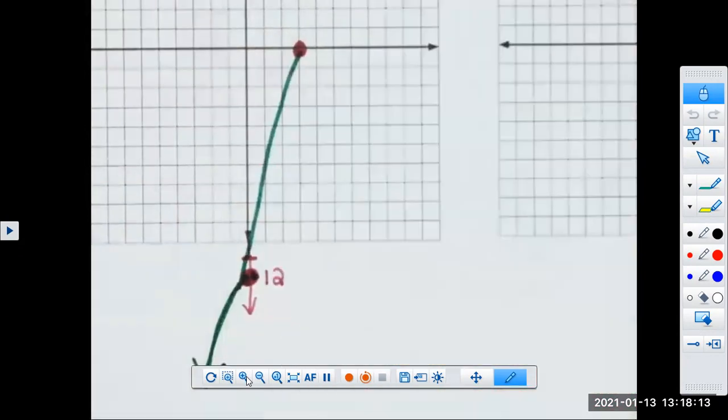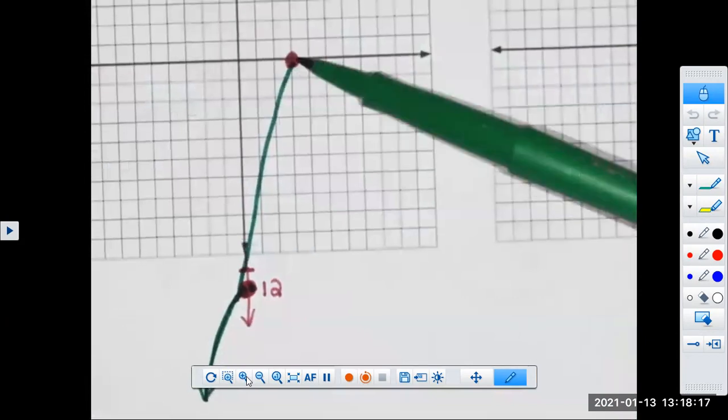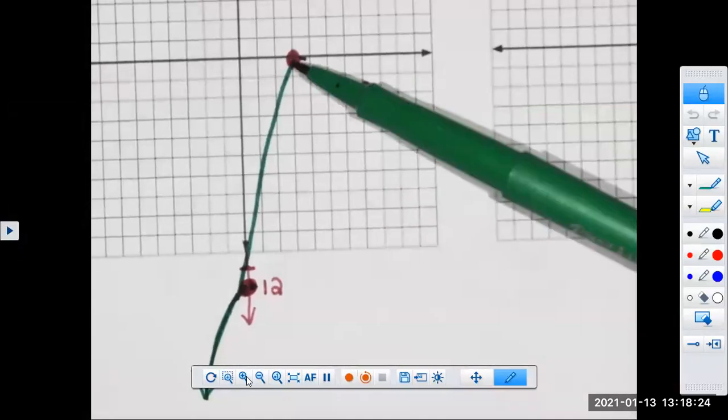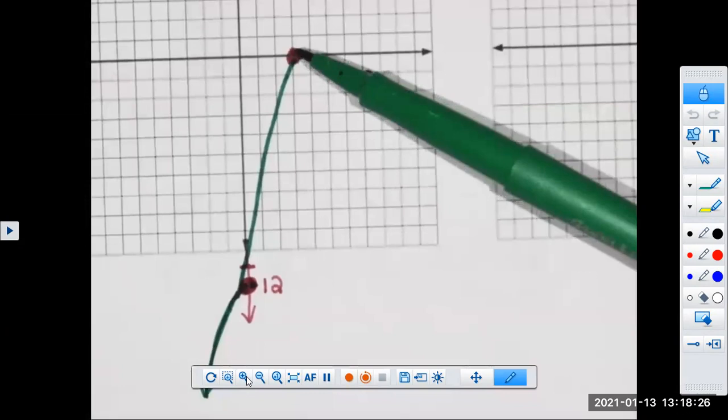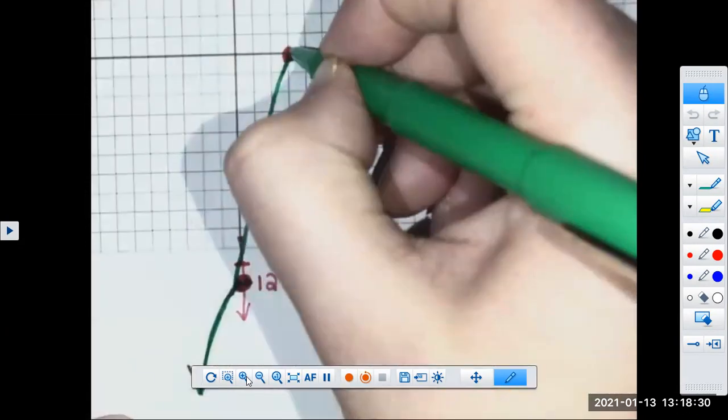And connect to your next point. Is it crossing the x-axis here or is it going back down? Was it crossing or was it touching and turning? Good. It's going to cross over and then it's going up.